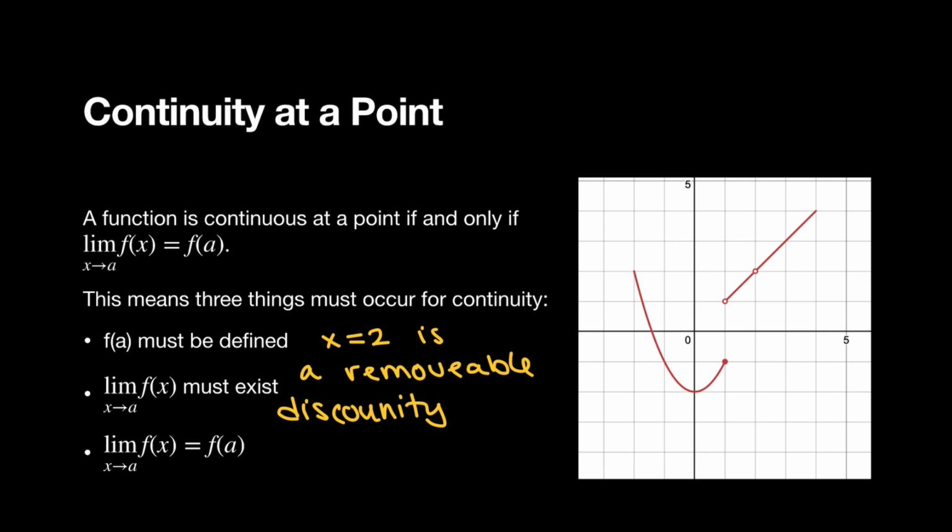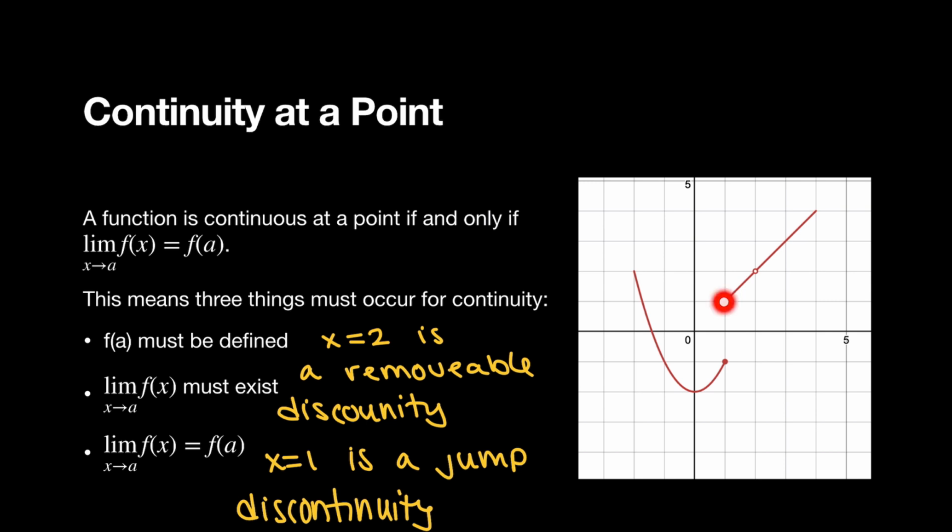I'm going to give you a little bit more vocabulary here. We say that x equal 2 in my example, where I have that hole in the graph, is called a removable discontinuity. A hole in the graph is always a removable discontinuity. It's a place where the limit exists, but either the function doesn't exist or the function value is not equal to that limit. And again, visually, that would be a hole in the graph.